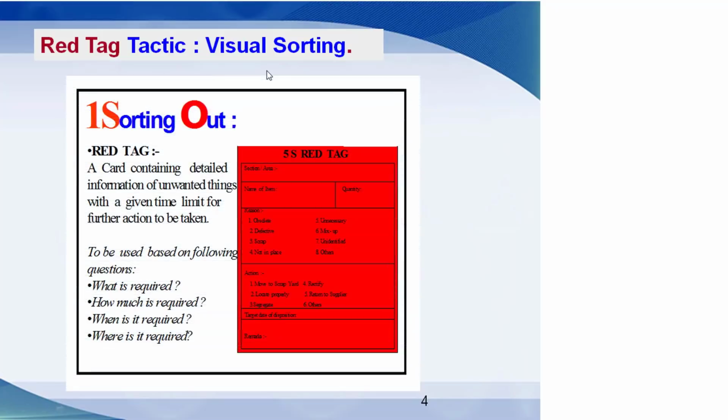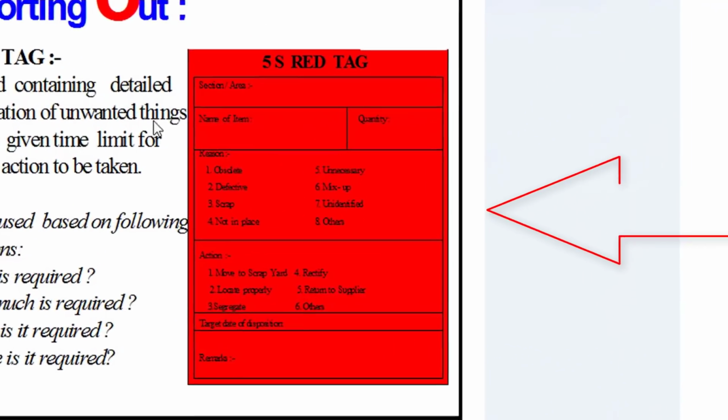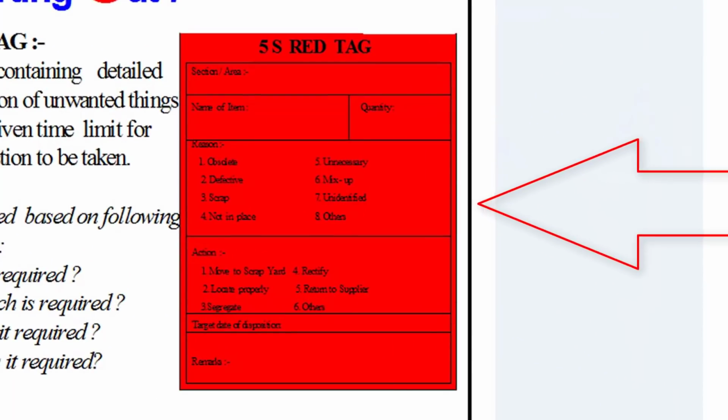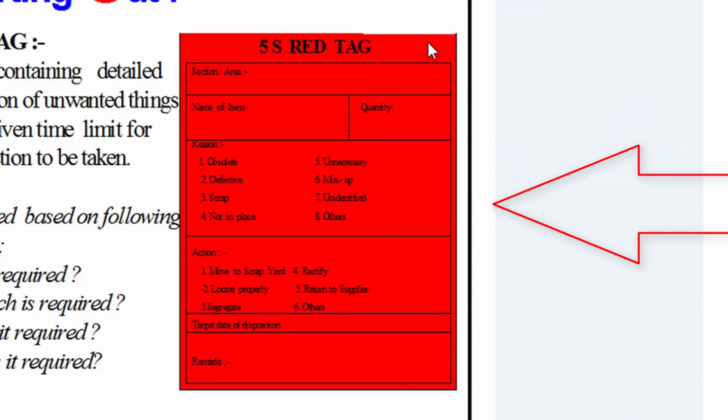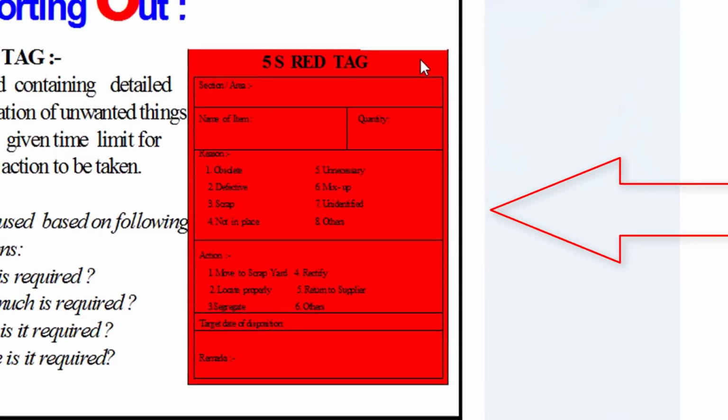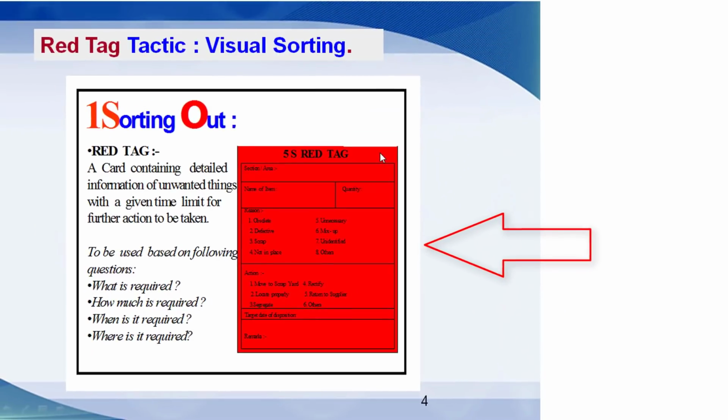In 1S we also use red tag tactics for visual sorting. Most of the companies, while launching 5S, develop a red tag, and for sorting, on all the unwanted materials they put a red tag and keep the material in a red tagging zone for the supervisor or the senior management to review them and take decisions.